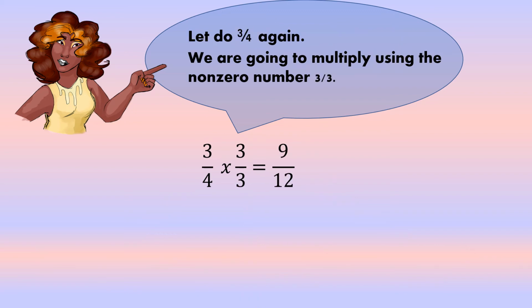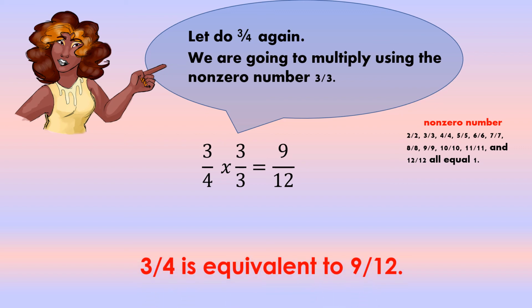Let's do 3/4 again. We're going to multiply using the non-zero number 3/3. Let's look at the equation. 3/4 times 3/3 equals 9/12. Remember, our non-zero number is 3/3. To solve this equation, multiply the numerators, 3 times 3, which equals 9. Then multiply the denominators, 4 times 3, which equals 12. So 3/4 times 3/3 equals 9/12. 3/4 is equivalent to 9/12.